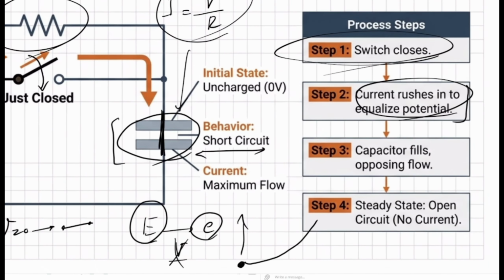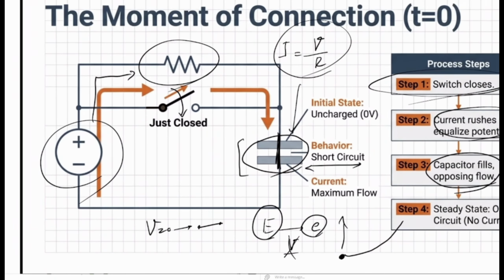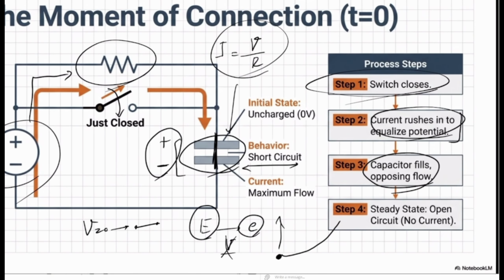And after some time, the capacitor is going to have fields with opposing flow. It means that at this point, your capacitor is going to be charged in a way that the top is going to have positive and the bottom is going to have negative. It means that after some point, your capacitor is going to act as a guy who's fighting against your voltage source. We will talk about it more. And finally, in step number 4, we are going to reach the steady state or open circuit.